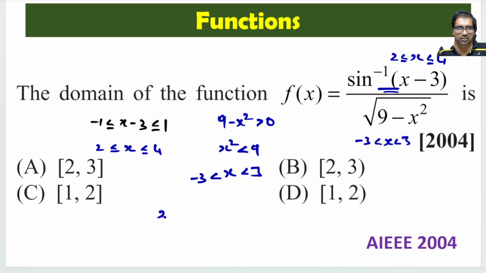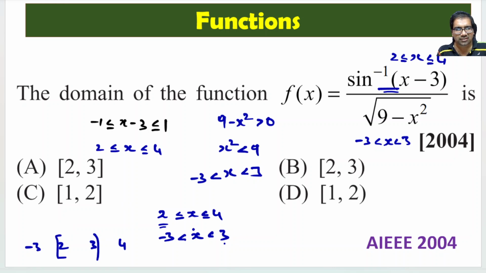So we have two conditions. The numerator is okay with this condition and the denominator is okay with this condition, right? And what is the common thing? So we have minus 3, we have 2, we have 3, we have 4. So x is greater than or equal to 2, and x is less than 3. That is why there is a closed bracket here at 2, and an open bracket at 3. We have four numbers here: minus 3, 2, 3, and 4. As for this, 2 is less than or equal to x less than or equal to 4, that is fine.